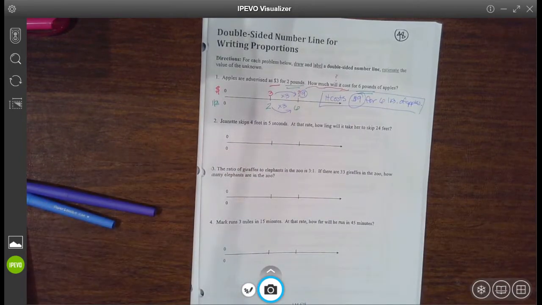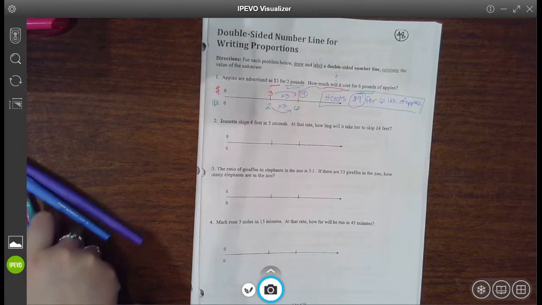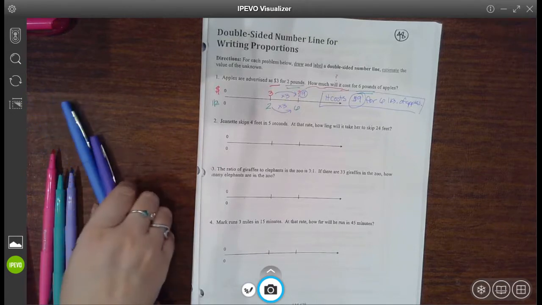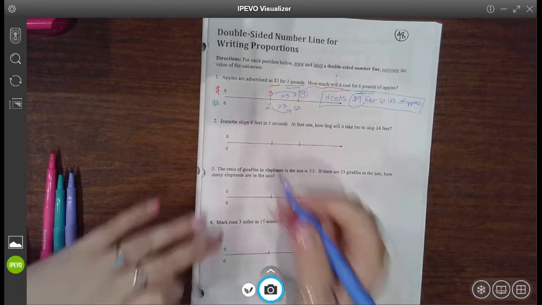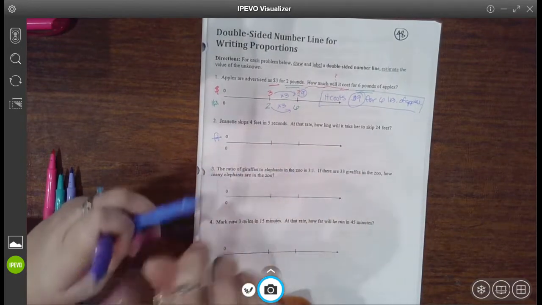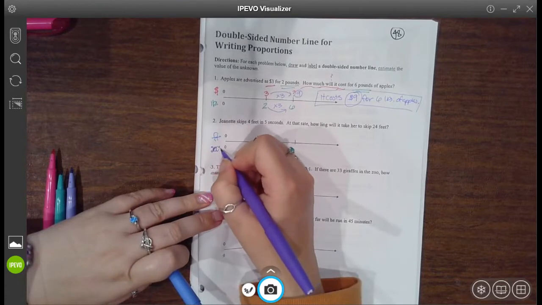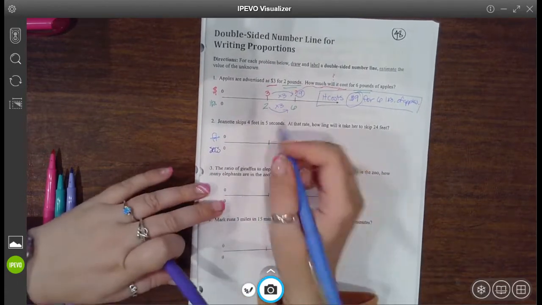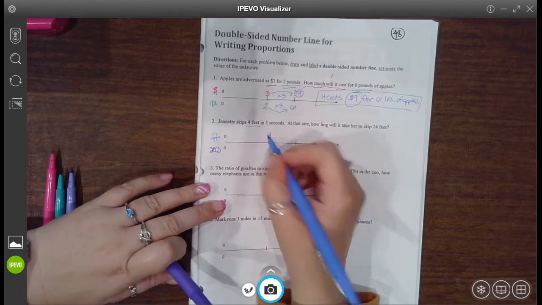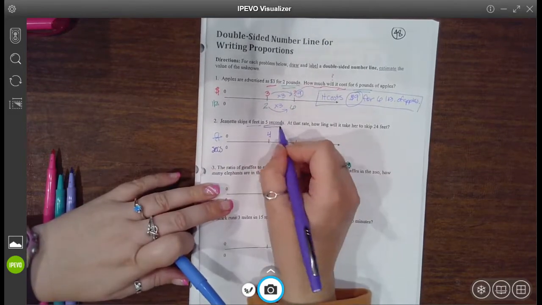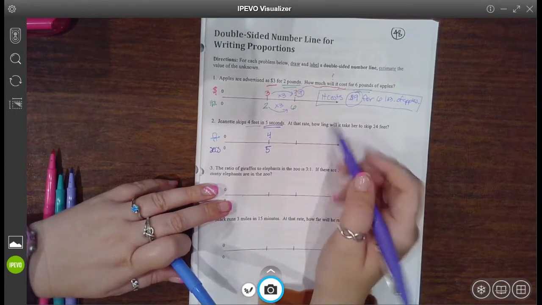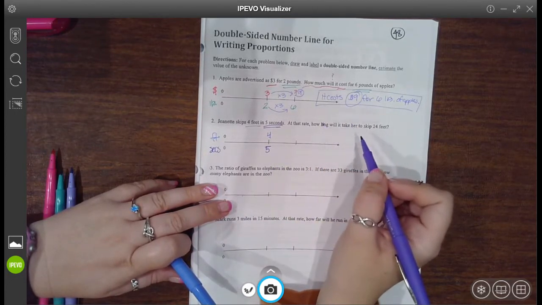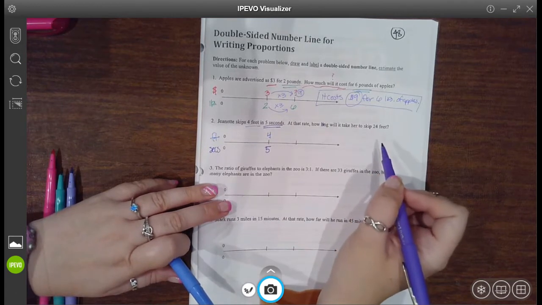Okay, let's see if we can do the same thing, use a double number line for this next word problem. And remember, you're always welcome to pause the video, try it yourself, and then unpause it and come back. Okay, well, I'm talking about feet and seconds. You can see that because it says that Jeanette skips 4 feet in 5 seconds. Okay, so 4 feet in 5 seconds. At that rate, if she continues, how long will it take her to skip 24 feet?